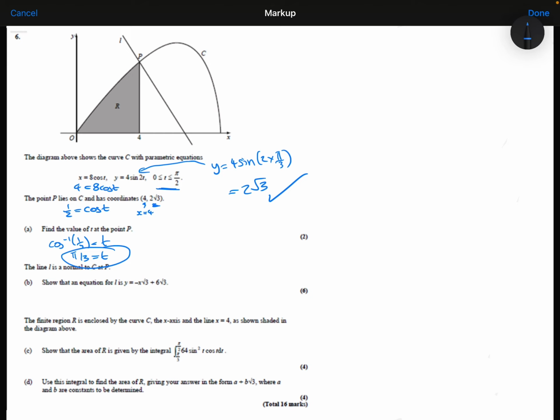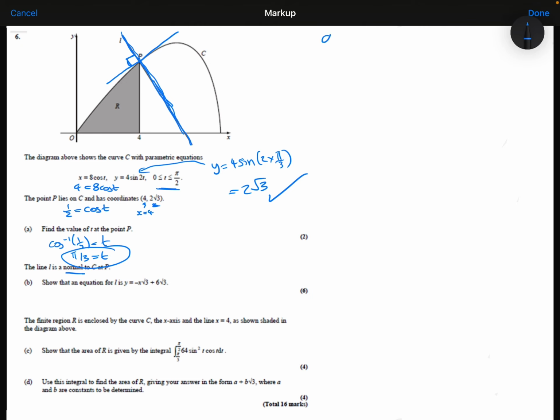The line L is normal to the curve at point P. So this line L is perpendicular to the curve at that point. We need to show that the equation for L is y equals minus x root 3 plus 6 root 3. So, equation of the normal. So we're going to first work out the gradient of the tangent and then do the negative reciprocal.